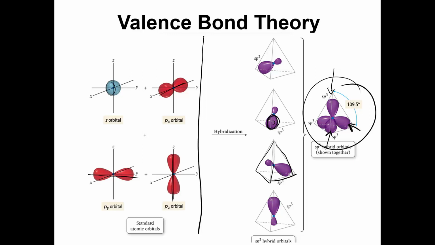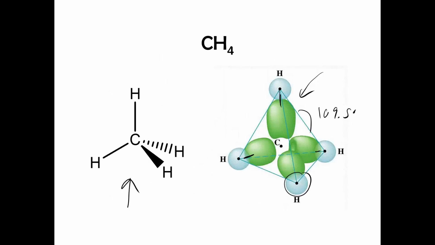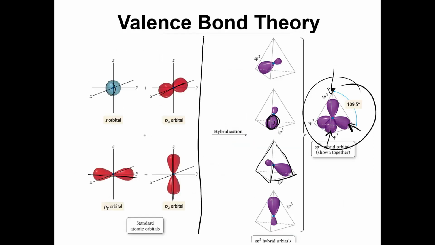But valence bond theory focuses on the central atom, like I showed here, right? So you focus on a single atom here, the central atom, and that's all. Okay, and that in itself is a little bit of a drawback, but it does help explain all the shapes.